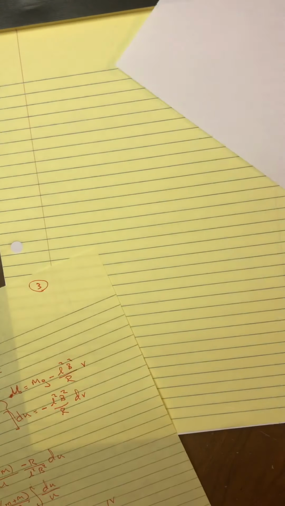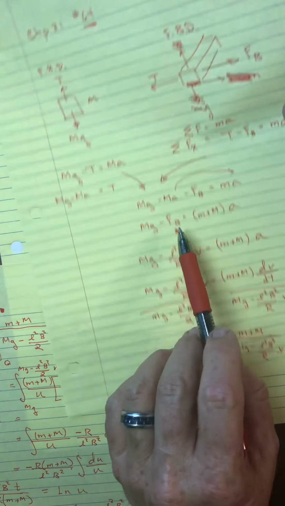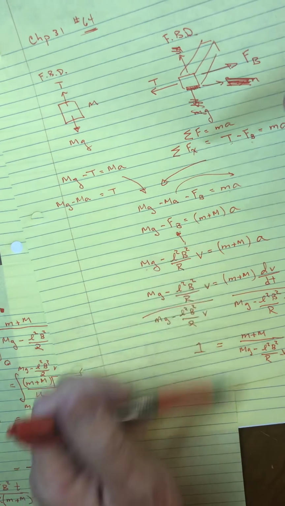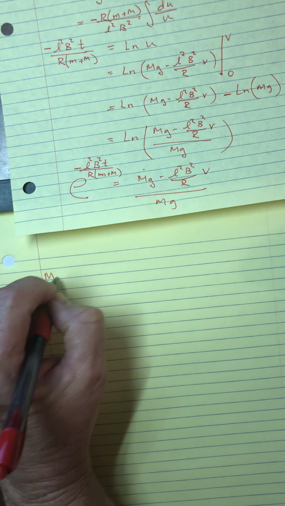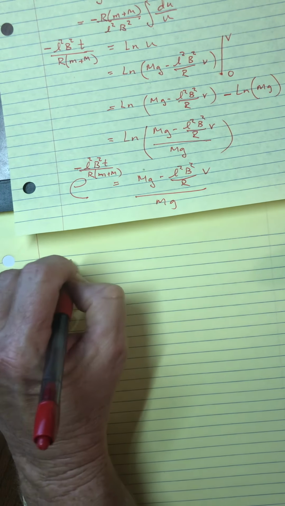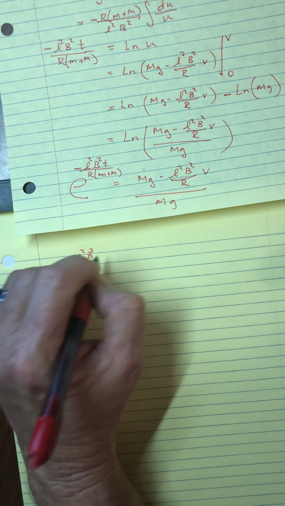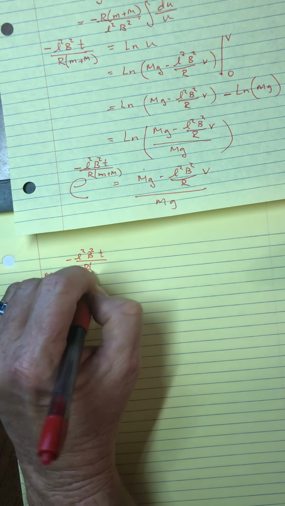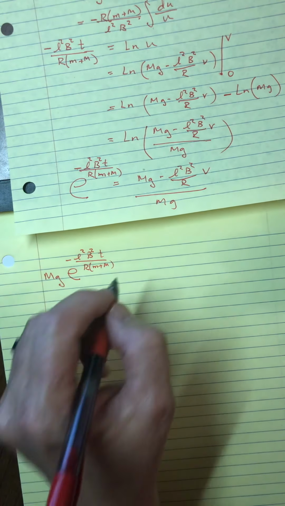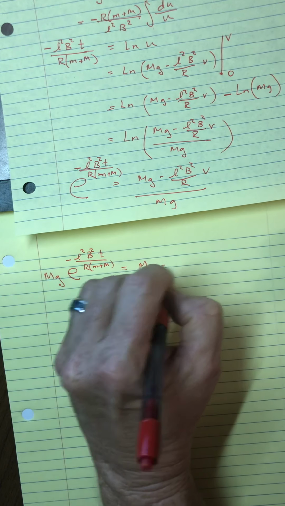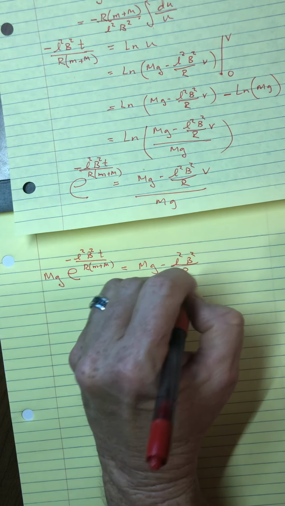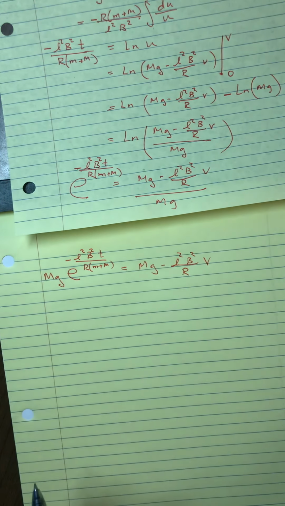So I told you there was a lot more math to do, even though way back here I was like, okay, we're kind of done with our physics once we put that in there, but now we've got to solve all this math. So on to page 4 here. If I bring the mg over here, I get mg e to the minus L squared B squared T over R little m plus big M equals mg minus L squared B squared over R times V.